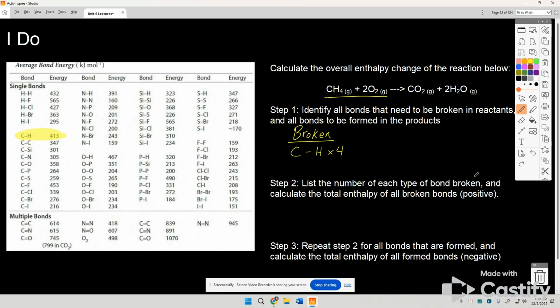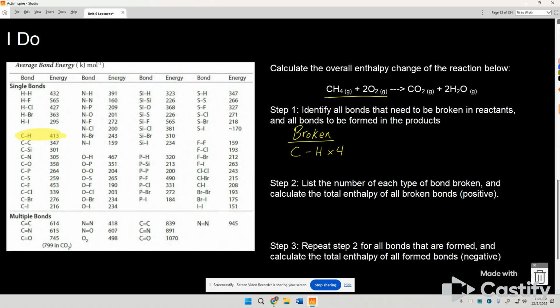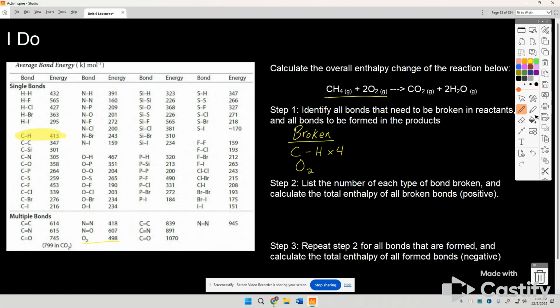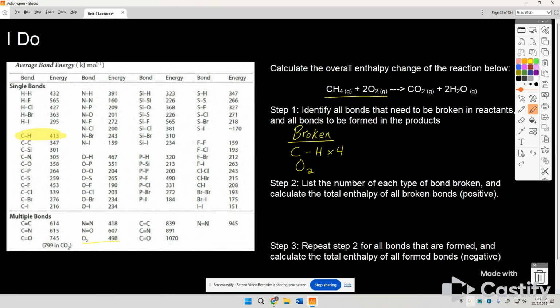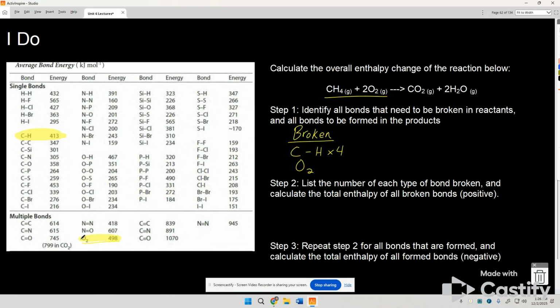Also on the reactant side over there, I have the O2. Right, so O2, it tells me my O2 bond down here. Oxygen has some different values for its bonds. Right, you can see here that there's an O to O single bond there, and then there's an O2 bond down here. So those have different values. When we're looking at O2, we're not going to look at the OO single bond. We're going to look at the O2 that's down here in that multiple bond section, that 498 kilojoules.